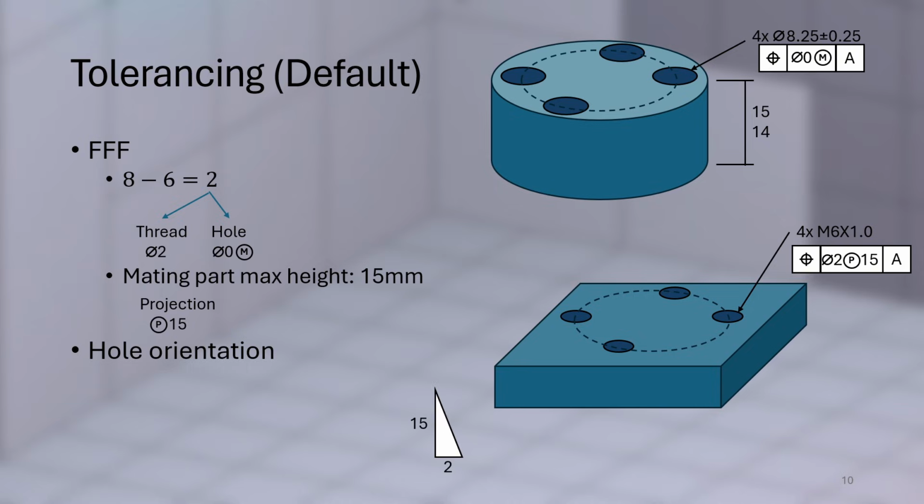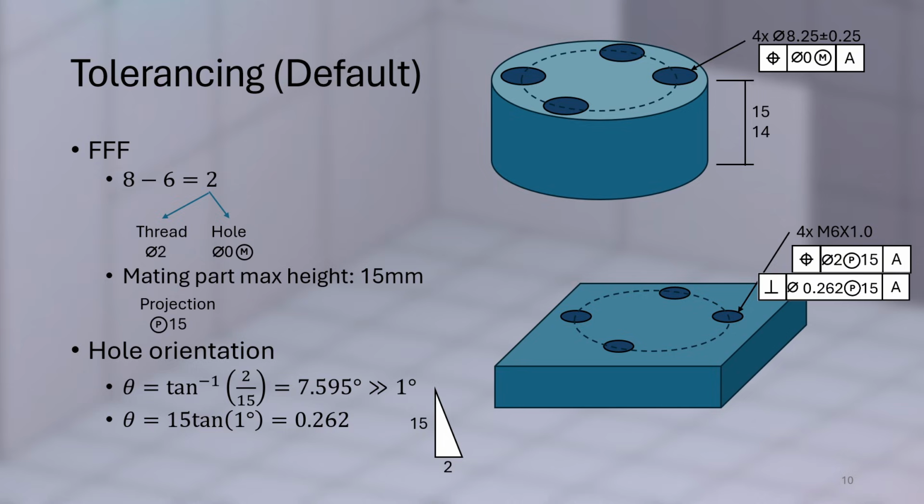So we'll use some simple trig. We know that the projected tolerance zone is 15 millimeters, the tolerance zone size is 2 millimeters, and that gives us a possible angular misalignment relative to the perfect axis of 7.595 degrees, which is much larger than the 1 degree that I want. So now we can go backwards and use the trig again to say, let's set 1 degree as the target and see what orientation tolerance will work for that. If we're going to do the projected tolerance zone, which is fine, we can just say 15 times tan of 1 degree is a 0.262 orientation tolerance zone.